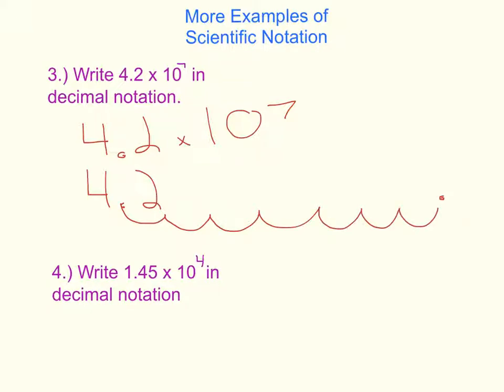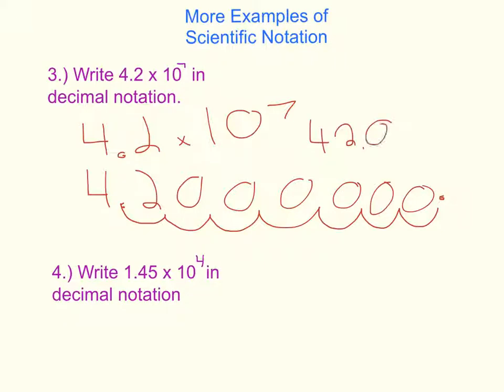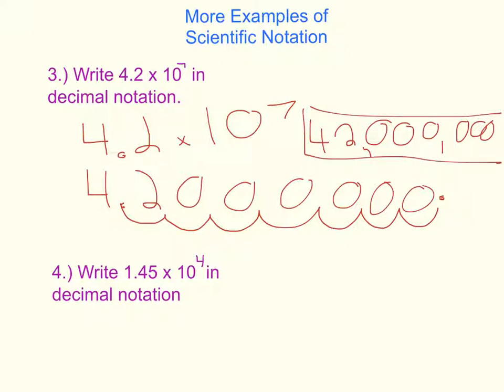Now, what do you do with those empty spaces? You put zeros in them. So your final answer would be 42 million.